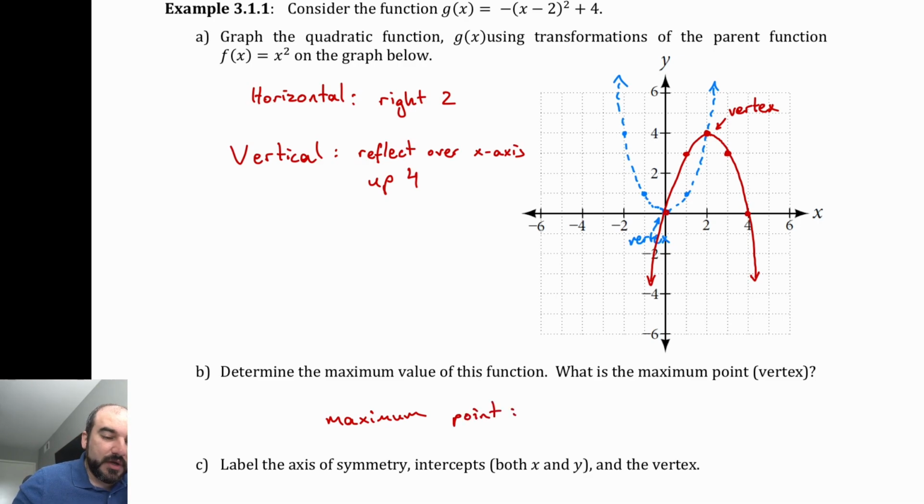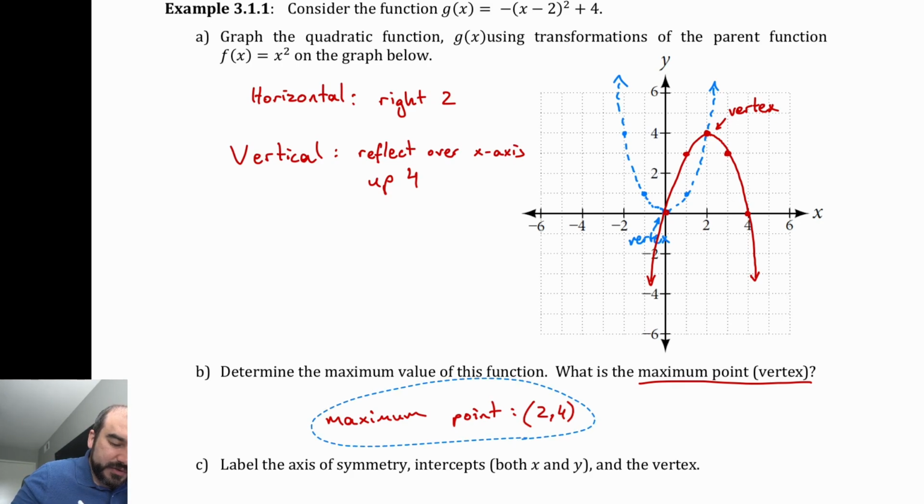We'll write out the max. We'll just write out the point because it says to find the maximum point here. The maximum, yeah, so we'll write the maximum point as 2, 4. If the question was saying, I guess it does say determine the maximum value. Let's give 2 answers here because it's asking for 2 different things.